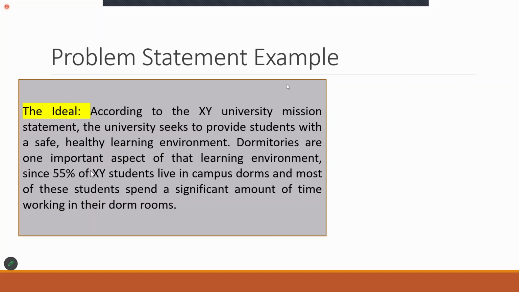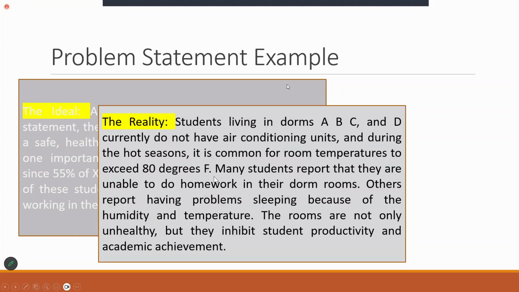But the reality is, students living in dorms A, B, C, and D currently do not have air conditioning units. And during the hot seasons, they encounter many difficulties. So we can see the ideal situation is to provide a good learning environment within the university, and dormitories are part of that. But the reality is, the condition of the dormitories is not very good. So this is the reality.